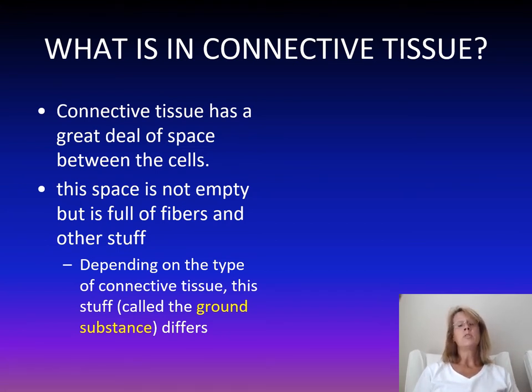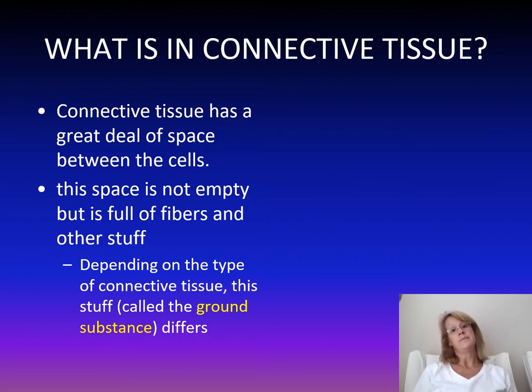So for example, bones. Bones have calcium, potassium, phosphorus. You know that. These are things that bones store. Well, they store it in the space between the cells. So calcium, phosphorus, all that would be examples of ground substance.